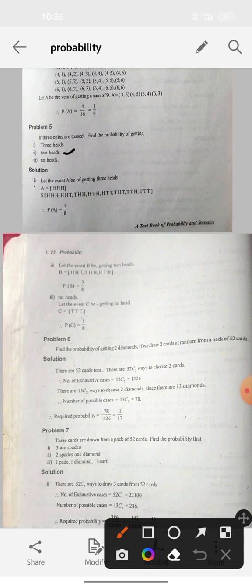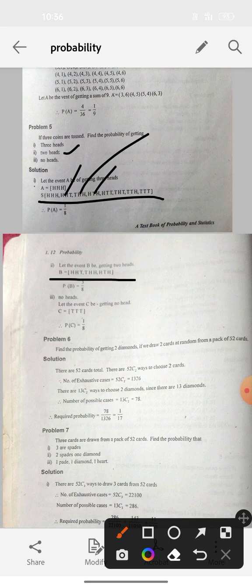Now coming to the second one. The second one is: 2 are heads. From the sample space, which ones have 2 heads? Head, head, tail, this one; tail, head, head, this one; and head, tail, head, this one; and that's all, I think. Let B be the event of getting 2 heads. You can take any alphabet for that matter. The 8 will remain as it is because the sample space will not change. So 3 by 8 is the answer.